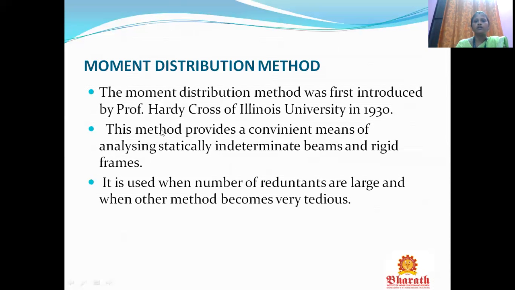Next, we are going to see about the moment distribution method. This moment distribution method was first introduced by Professor Hardy Cross of Illinois University in 1930. This method provides a convenient means of analyzing statically indeterminate beams and rigid frames. It is used when the number of redundants is large or when other methods become very tedious.